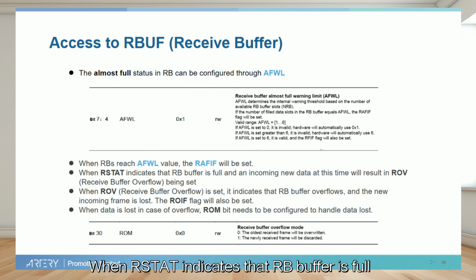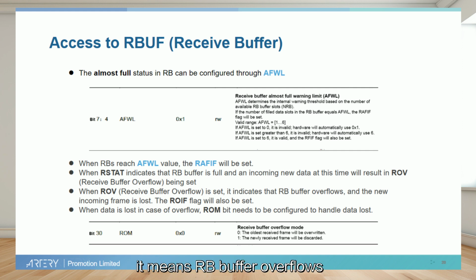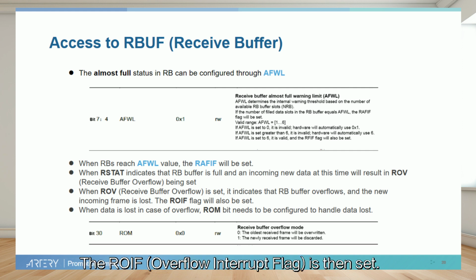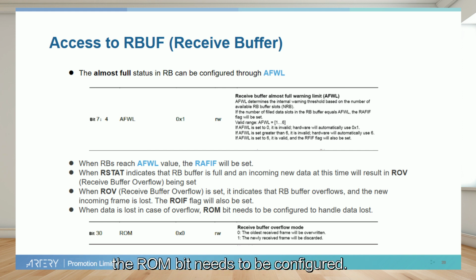When RSTAT indicates that the RB buffer is full, an incoming new frame at this time will result in ROV, RB overflow, being set. When ROV is set, it means the RB buffer overflows, and the new incoming frame is lost. The ROIF overflow interrupt flag is then set. To handle data loss in case of overflow, the ROM bit needs to be configured. First, the oldest frame will be overwritten. Second, the new frame will be discarded.